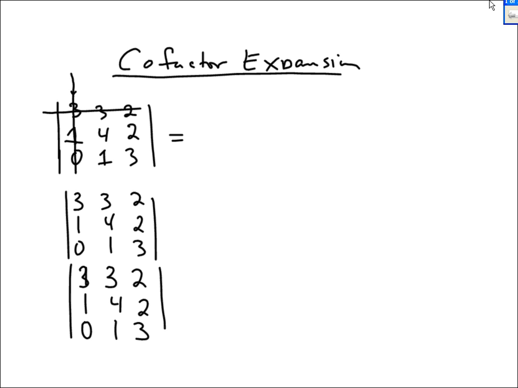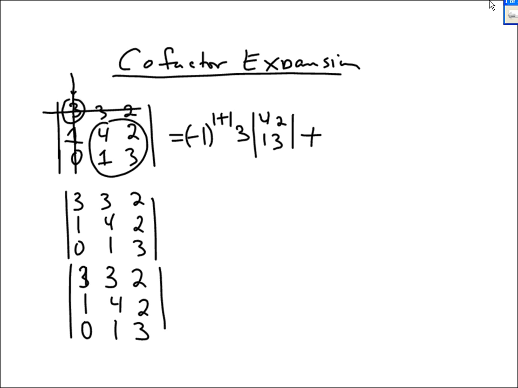Now, what you're going to write down now has 3 parts. It's going to have -1 to the row plus column position of the number that got crossed off, namely the 3. It's in row 1 plus it's in column 1. And it's a 3. And then you have a determinant. And the determinant is, you take the determinant of what you did not cross off, namely 4, 2, 1, 3. And then you go plus, and you cross off the second row.